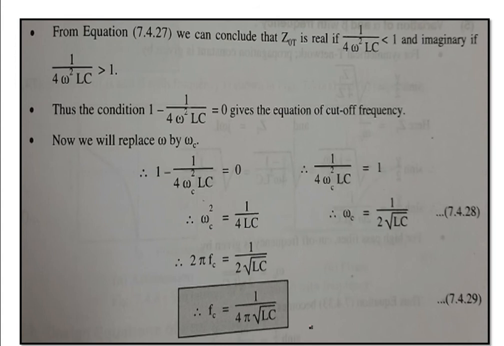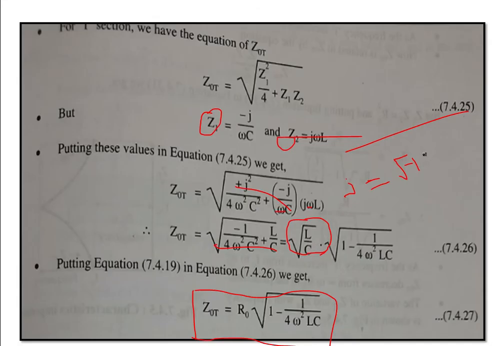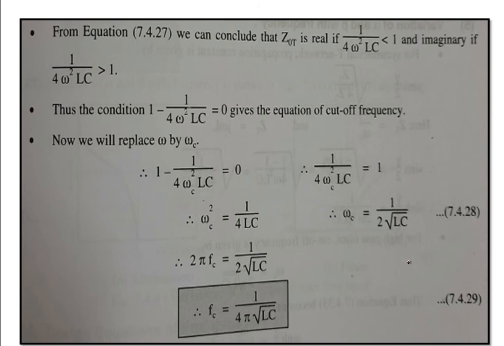Then we move towards the equation, from which we conclude whether the ZOT is real or imaginary. If this value is less than 1, then it is real, and if this value is greater than 1, then it is imaginary. Thus the condition will be, in the previous equation, the parameter 1 minus 1 upon 4 omega square LC. This equation will be taken to find the cutoff frequency.